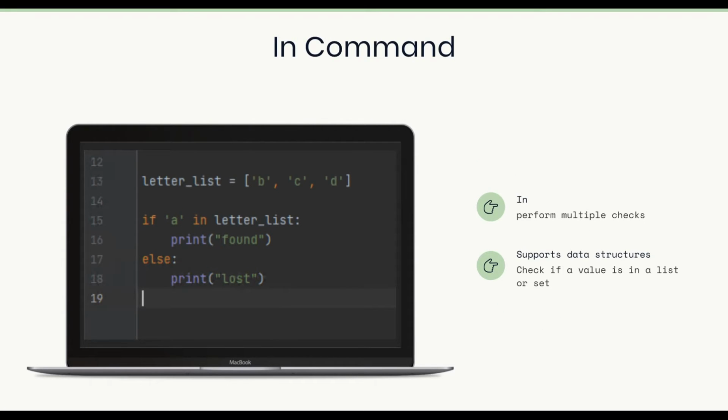The end command. So on line 13, we have letter list being set to a list of letters. That's what those brackets with those letters and quotes and commas is creating. That's creating a list. The first bullet in perform multiple checks, and the second bullet says supports data structures: check if a value is in a list or a set. So there's multiple data objects we can use with the in statement to check. In this example, we're using a list object, which is mutable, which means we can change the values of that list without actually creating a new data object. On line 15, we say if a in letter list, print found, else print lost. So of course, we're going to end up printing lost because A is not in that list.